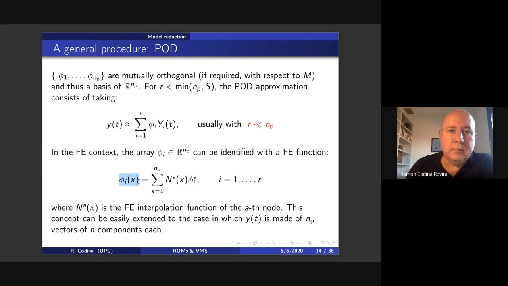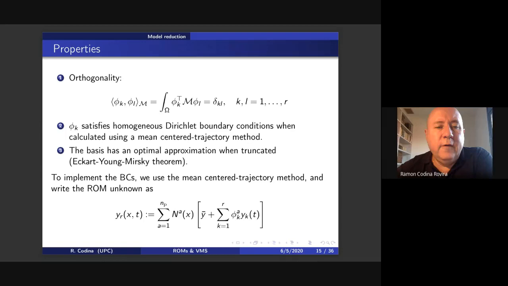Those basis functions have different properties. The most important one is this orthogonality that I already mentioned. They have to satisfy homogeneous Dirichlet boundary conditions. That's a technical issue. If you have a problem where you don't have homogeneous boundary conditions, which is very natural, you have to make a shift of the boundary conditions, using the mean centered trajectory method. But this is irrelevant. This is a technical issue of the singular value decomposition. The important thing is that the basis has optimal approximation when you truncate it.